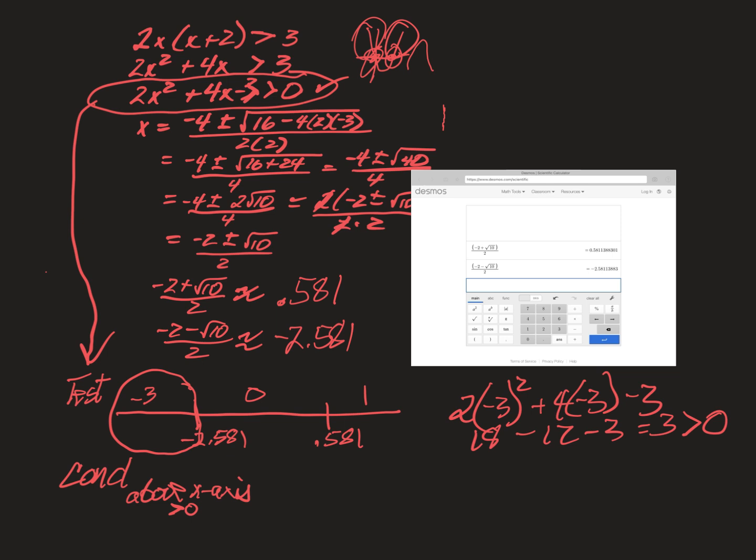Now we do the next check. 2 times 0 squared plus 4 times 0 minus 3. And that'll give us -3, which is less than 0. So what's our conclusion there? Below the x-axis.